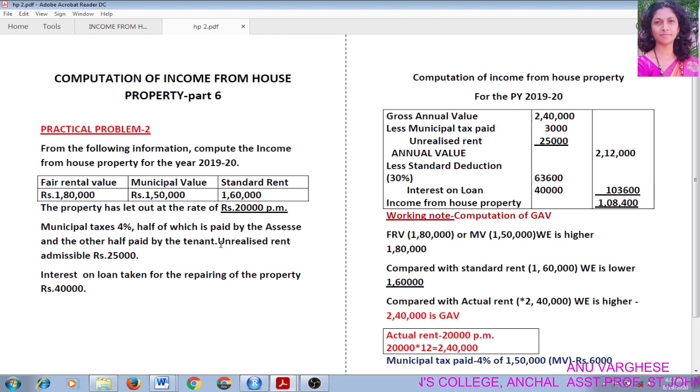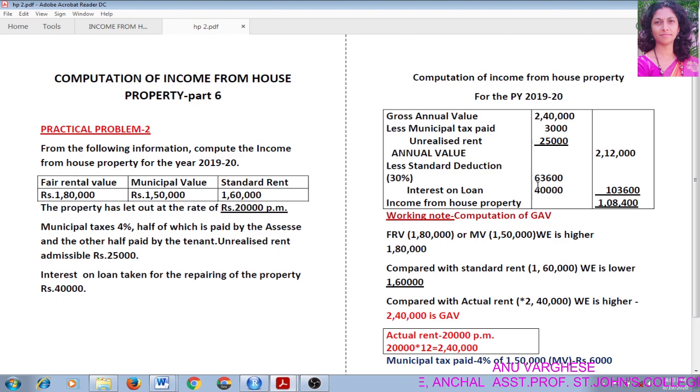Next, in this question, unrealized rent is also given. So you have to deduct unrealized rent 25,000. So deduct rupees 3,000 and 25,000 from rupees 2,40,000 and you will get rupees 2,12,000, that is the annual value. From the annual value you have to deduct standard deduction at the rate of 30%. 30% of 2,12,000 is 63,600. Next you have to deduct interest on loan.